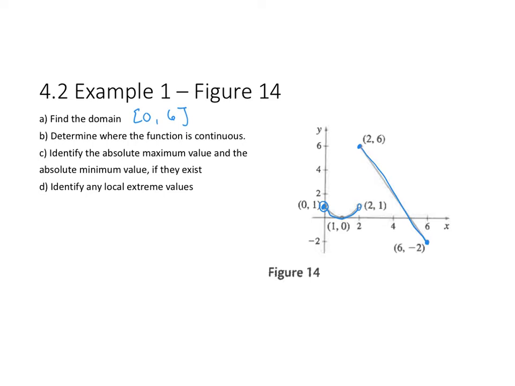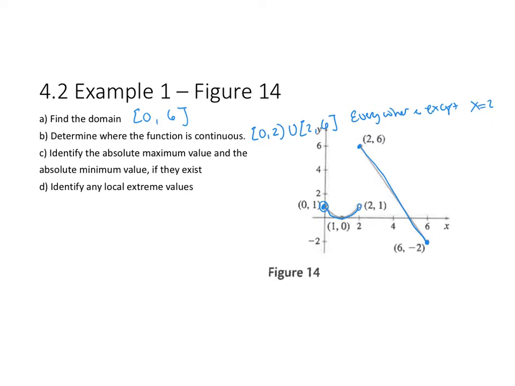Now, where is the function continuous? Well, we're continuous between 0 and 2, and then again from 2 to 6. Probably an easier way to say this is, where is the function continuous? You could say everywhere except x equals 2. That's probably the easiest way to say where it's continuous.